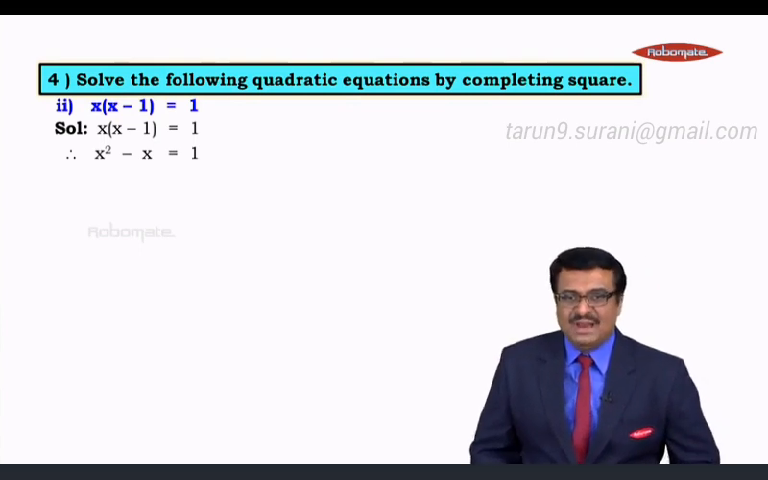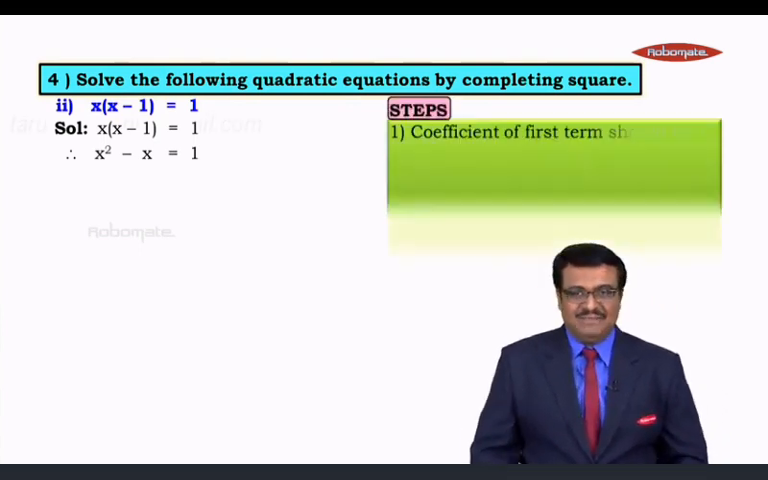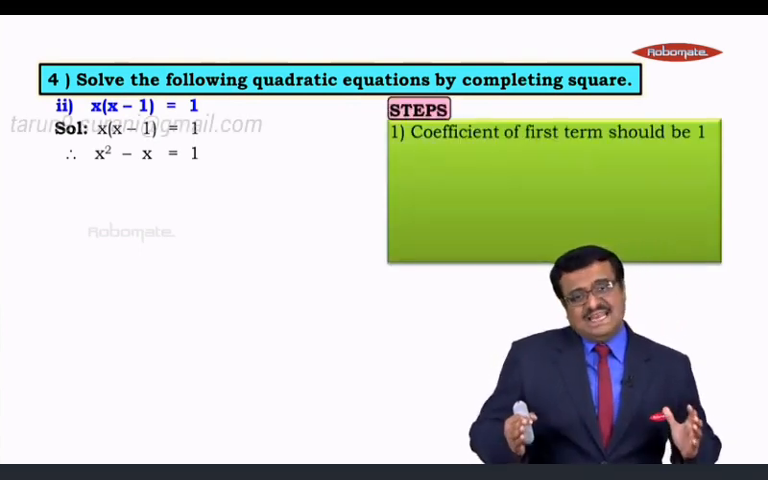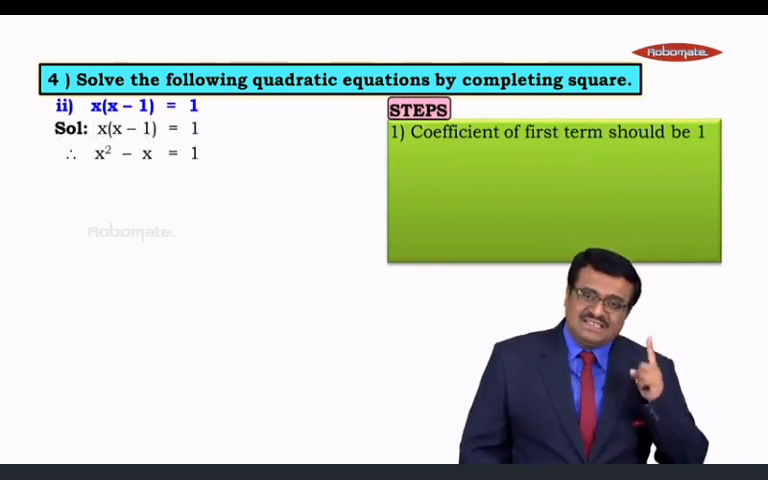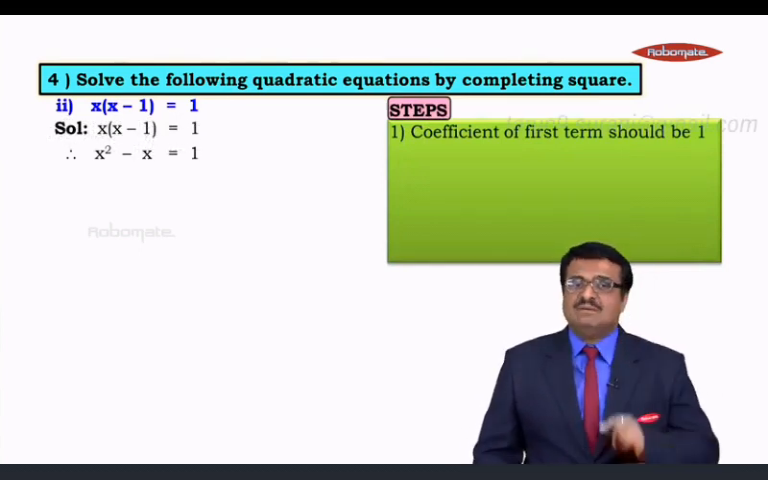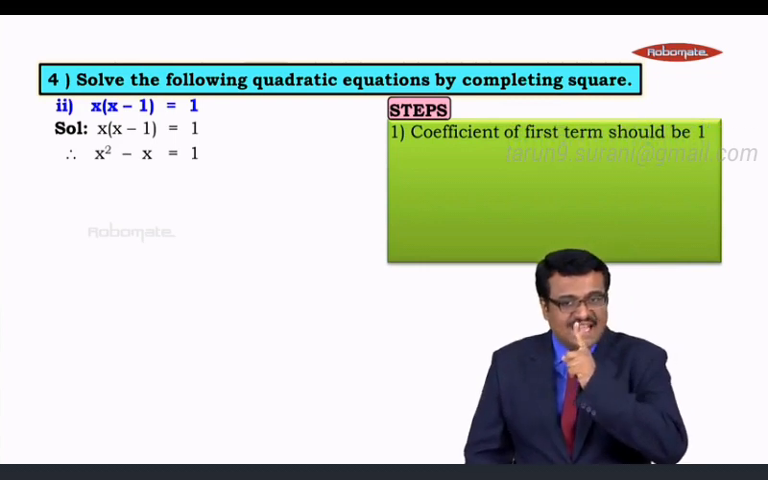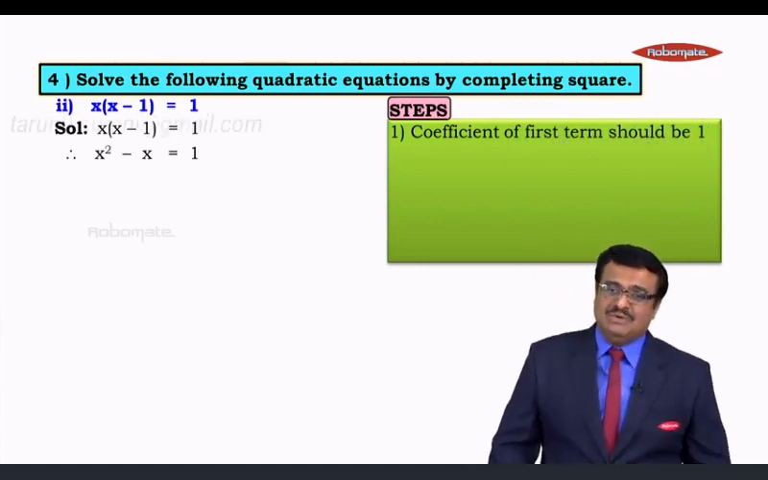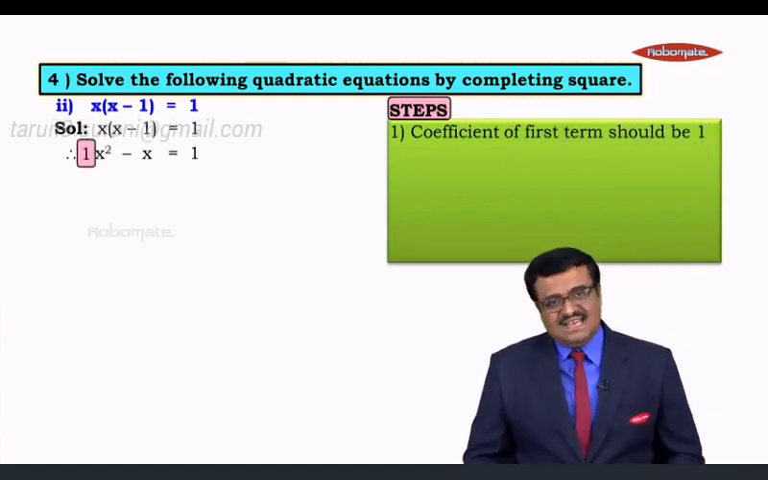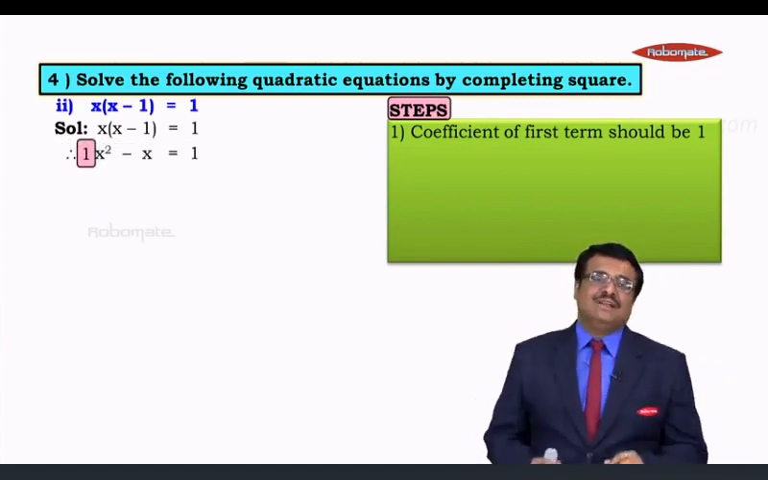So we get x square minus x is equal to 1. Now the steps for completing the squares. The first step, the coefficient of the square term should be 1. Square term means x square. Coefficient of x square should be 1. Is it 1? Yes, nothing is there means it is 1. So first step is ready-made, done for us.